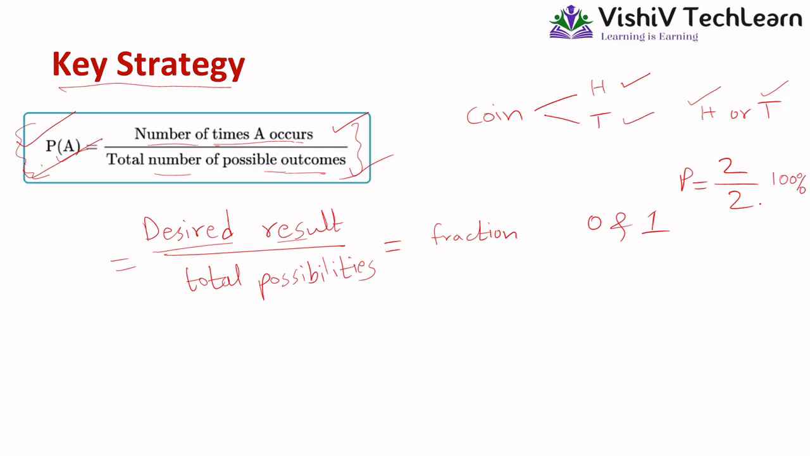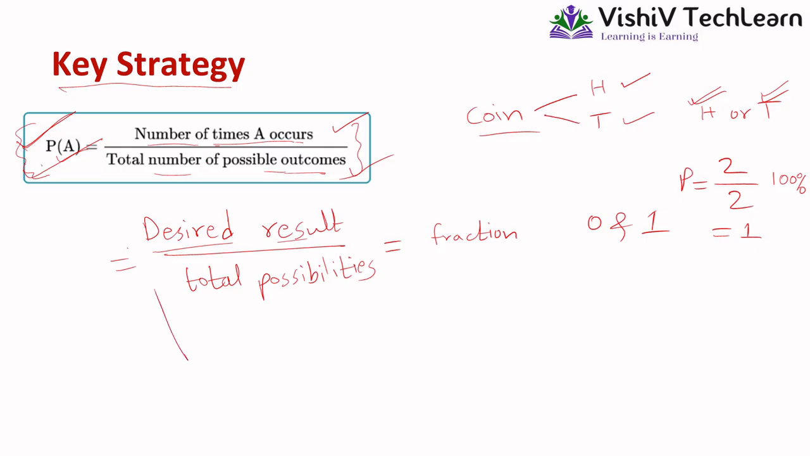If we calculate it in percentage or in fraction, it is 1. That means it is for sure that you will get either head or tail. There is no other outcome. So this is how we can use this formula. Understand it first, and we can use this to solve any question. So that is the key strategy here.